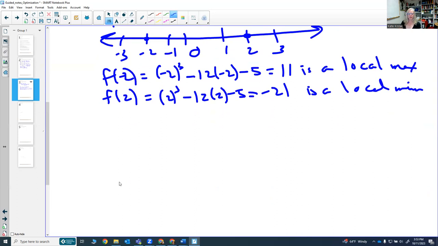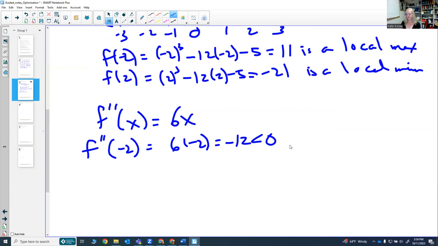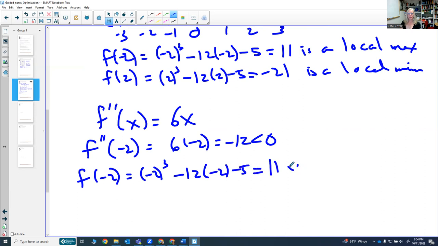Using the second derivative test, you need to first get the second derivative. The second derivative of f is just 6x. Evaluating f double prime at negative 2 will give you 6 times negative 2, which is equal to negative 12, which is less than 0. So f of negative 2, which is equal to negative 2 cubed, minus 12 times negative 2 minus 5, equals 11, is a local maximum.